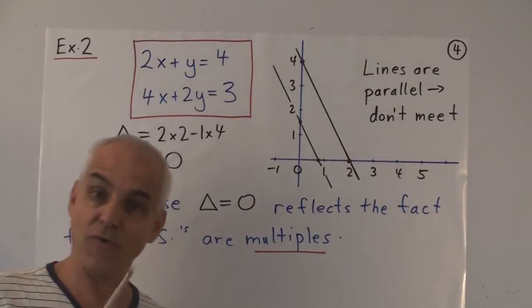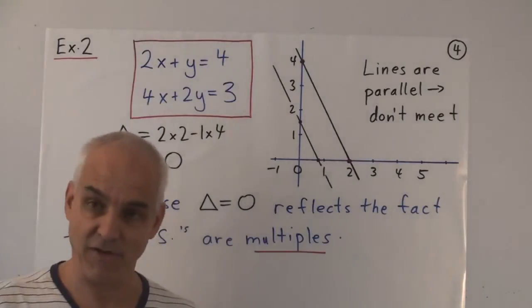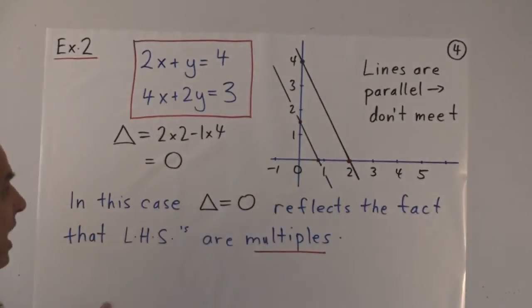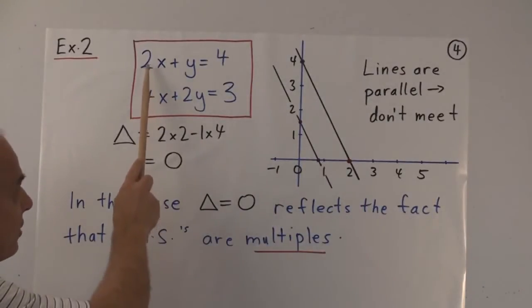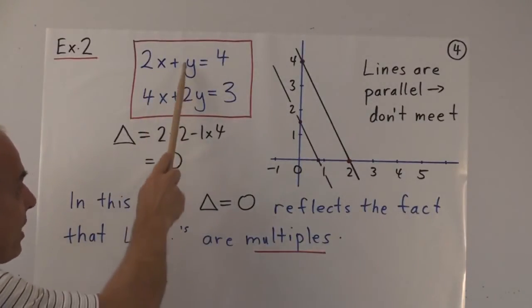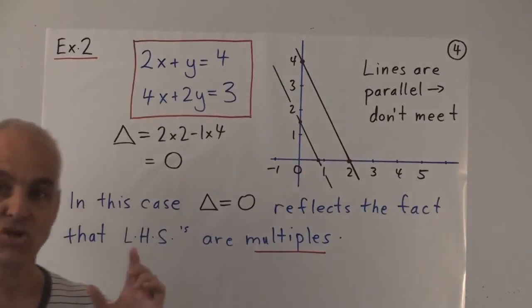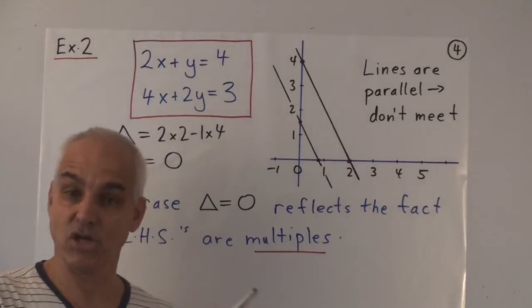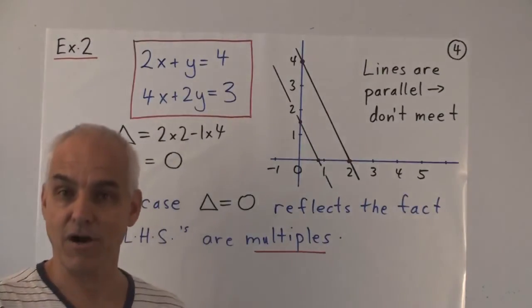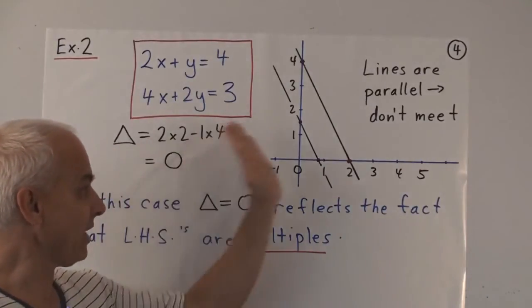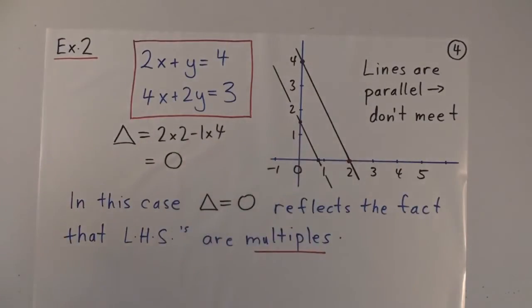So trying to solve those two equations at the same time is an impossibility. Now if we went through our method, what would happen? Well, we calculate the determinant. 2 times 2 minus 1 times 4, that's 0. And that determinant being 0 is telling us geometrically that the two lines are parallel.